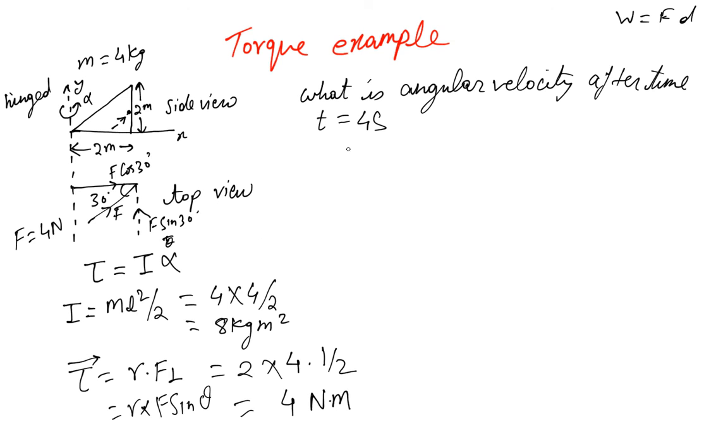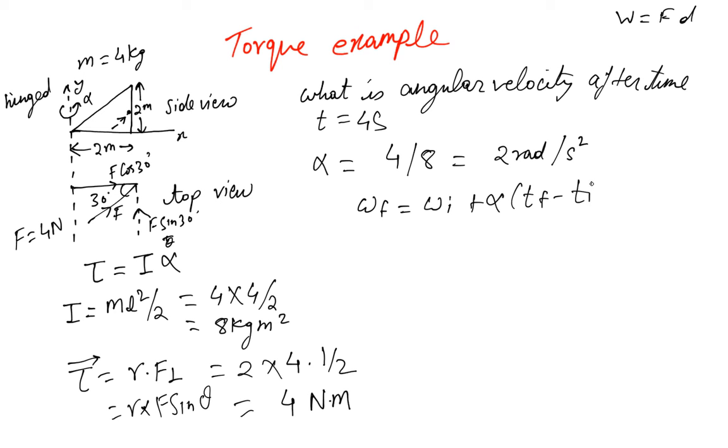Okay, we have the torque also. We have the torque, so we can calculate alpha to be 4 divided by 8, and that gives us 2 radians per second square. Okay, we have alpha also. Now, how would we calculate angular velocity after time 4 seconds? Okay, no problem. Just invoke the formula which says omega f equals omega i plus alpha times (tf minus ti). We have not been given omega i and ti, but let's assume them to be 0.